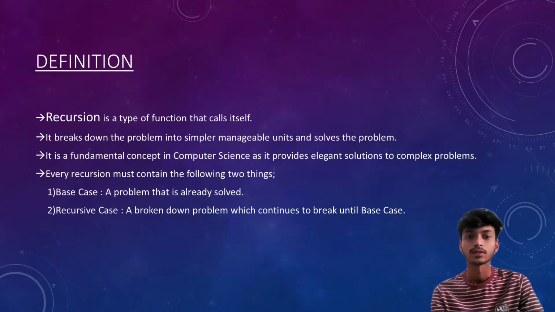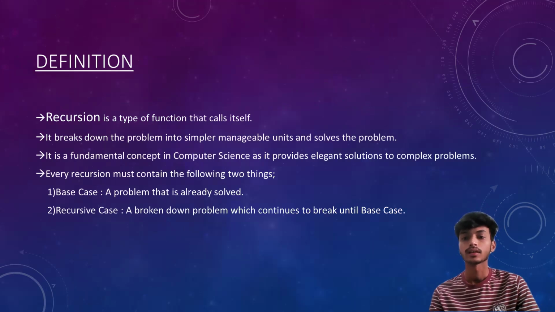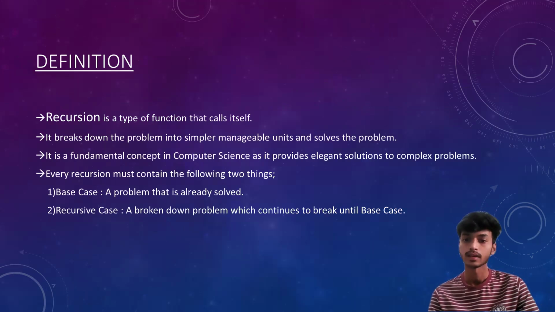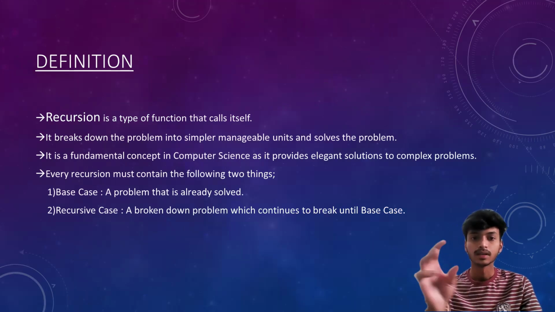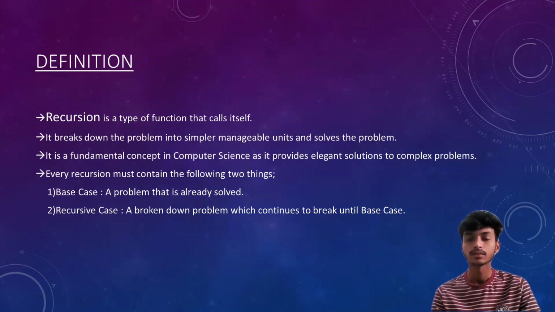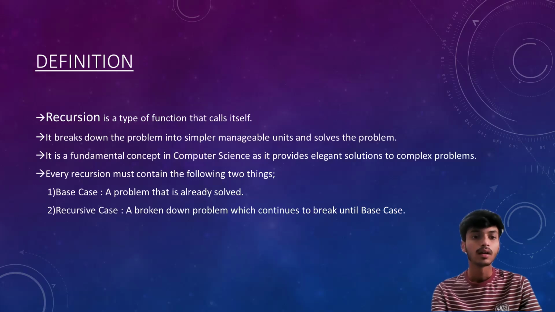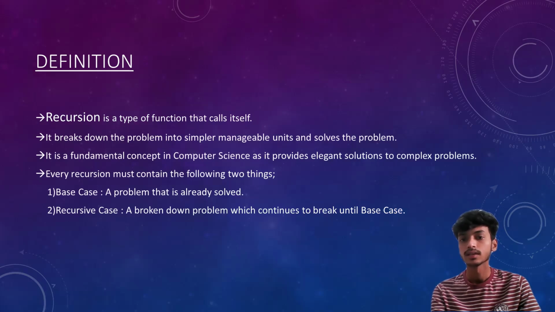Recursion is a type of function that calls itself. Recursion is like any other function, but the difference is that it calls itself. It breaks down the problem into simpler manageable units and solves it. When there is a big problem, it breaks it down into simple units and combines them to solve the problem. It is a fundamental concept in computer science as it provides elegant solutions to complex problems.